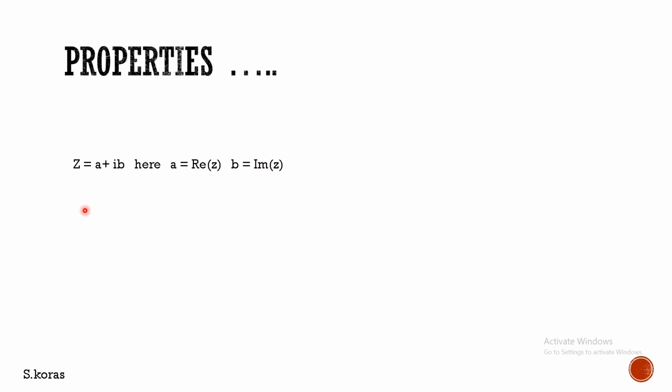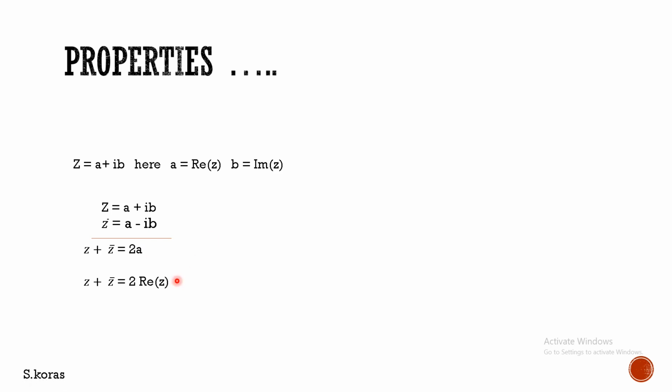Now let's try to find the z bar value, that is z bar is equal to a minus ib. Now let us try to add these two, that is z plus z bar is equal to 2a, plus ib and minus ib are cancelled while adding these two equations. And you know this a is nothing but the real part of z. So instead of a you can write the real part of z. So z plus z bar is equal to 2 into the real part of z.